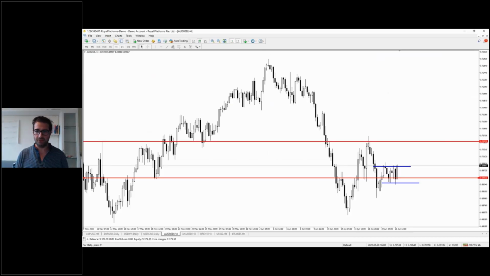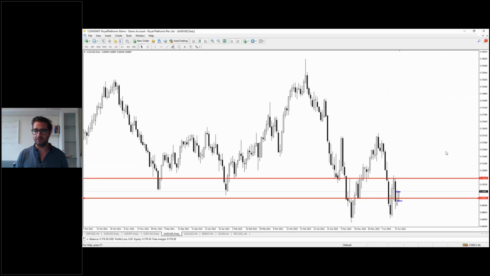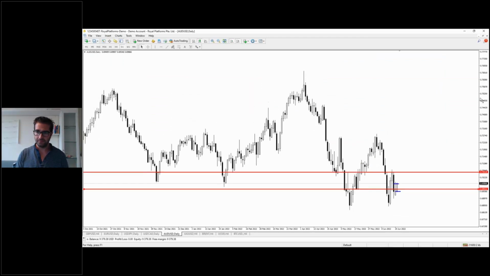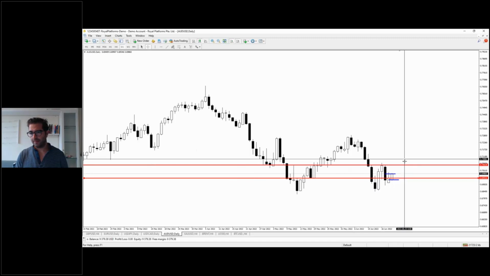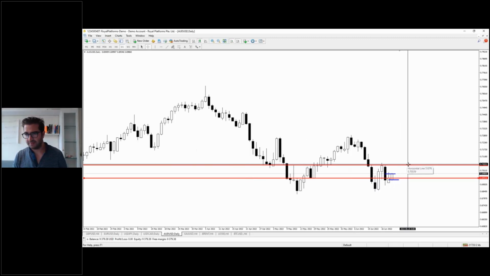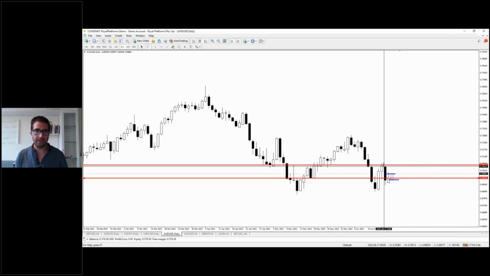Sorry. Australian US dollar, starting on the daily bar, we had this move to the downside, a huge move, and then a correction, impulse correction, found sellers around the 70.51.